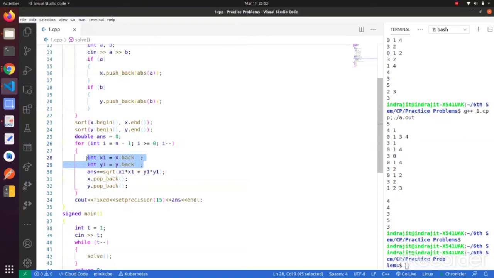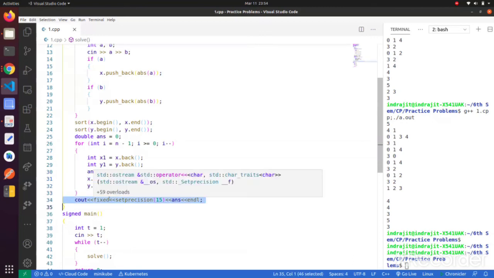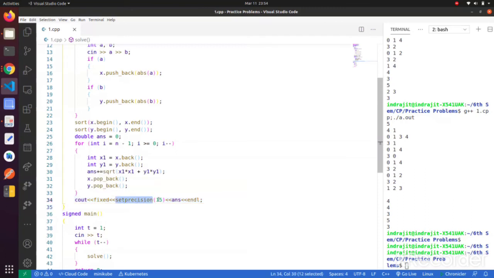In every step I take x1 equal to x.back and y1 equal to y.back, the last two elements of the x and y arrays. Then I merge them, making our answer plus square root of x square plus y square. Then I remove these elements. I do this n number of times from the back, and then I print that answer with 15 precision points.